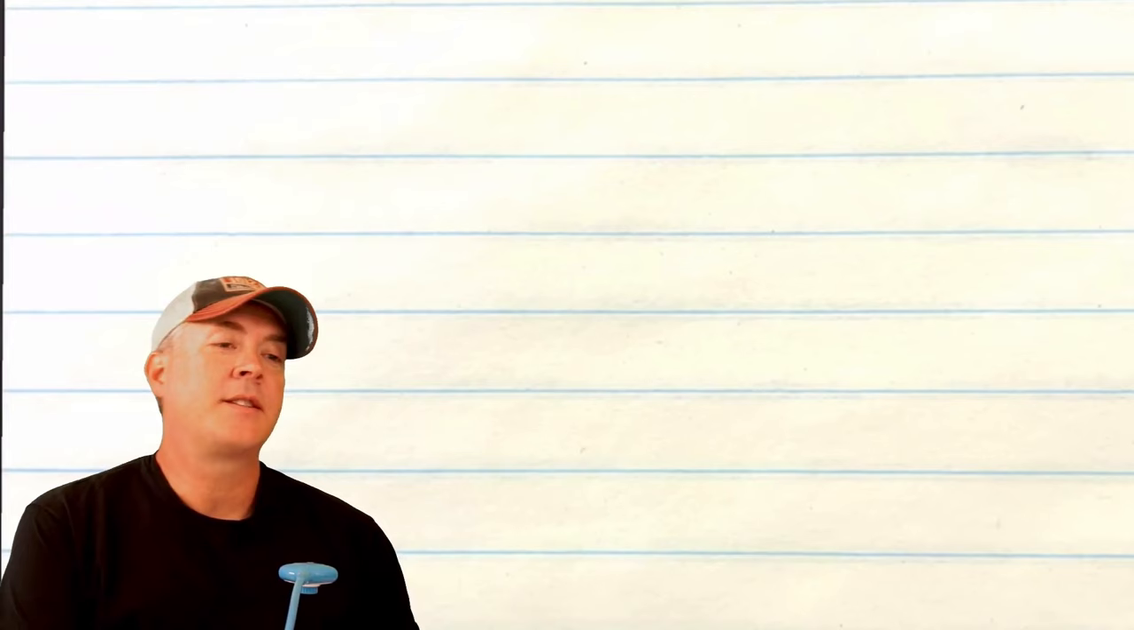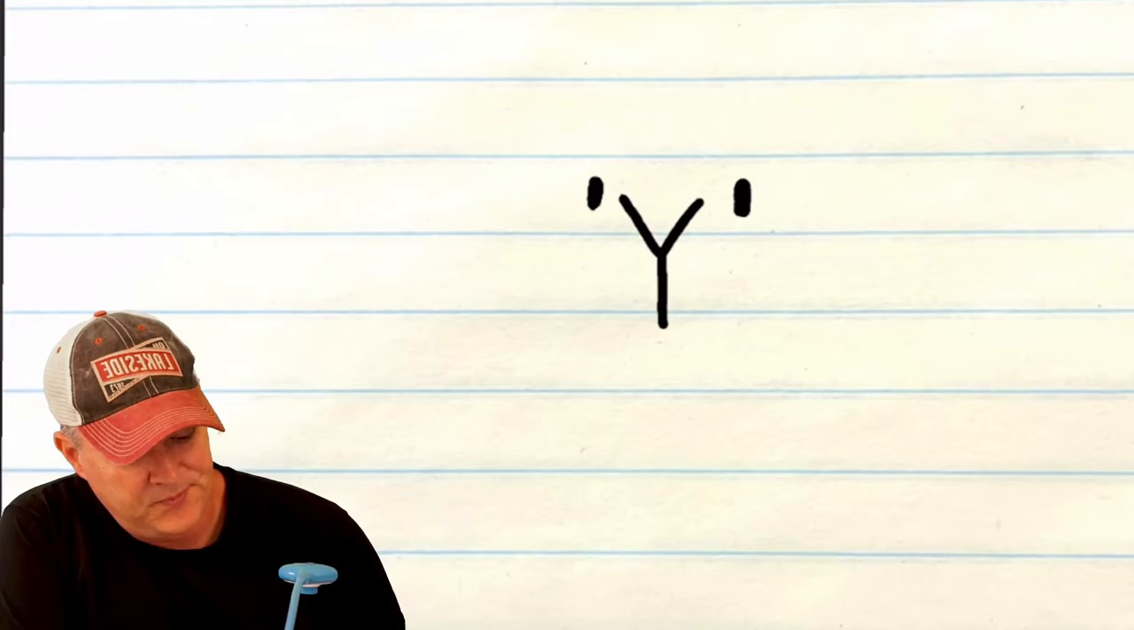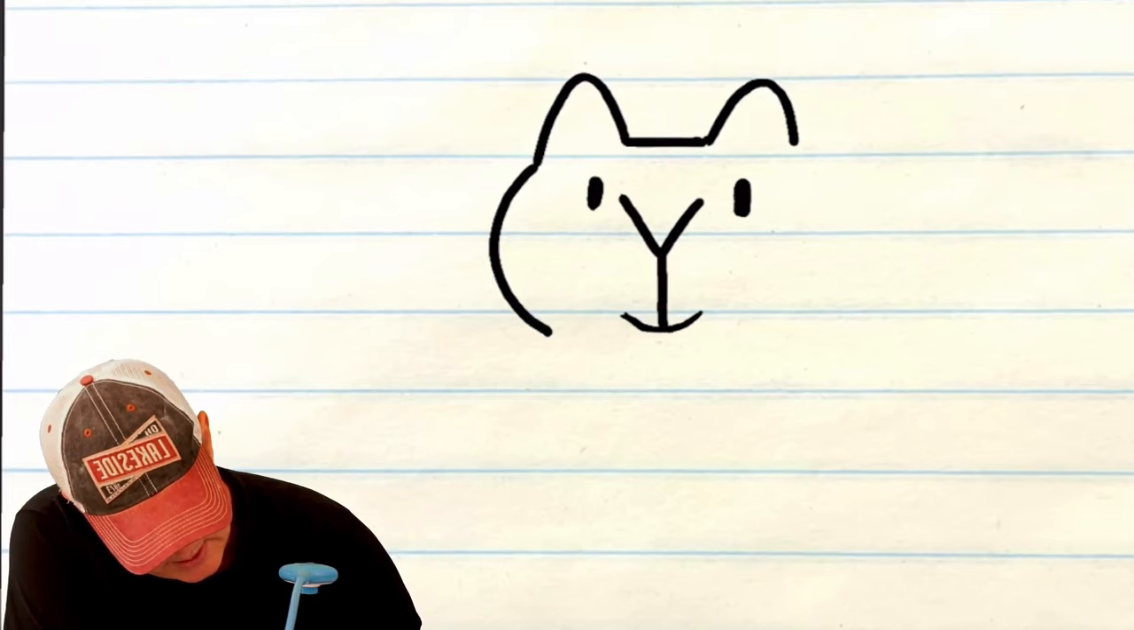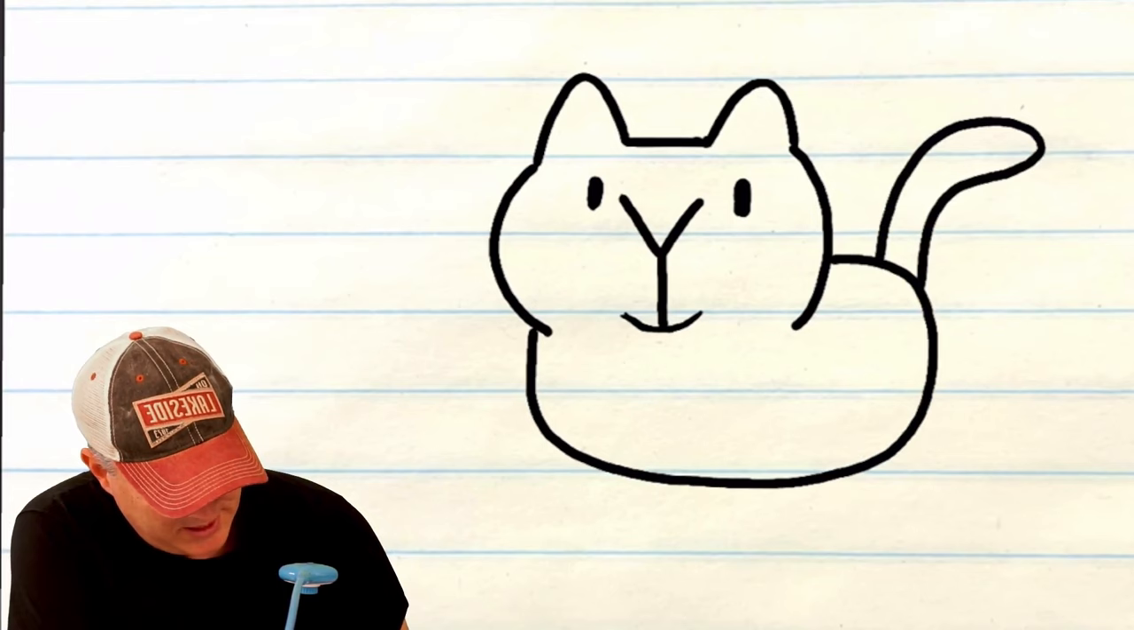So an easy way to draw a cat is to start with the nose. Just draw letter Y. We'll put some little eyes right there. And we can give a little smile. Sides of the cat's face. And then we'll add the body. We're going to make this like a big fluffy cat. Add a tail. And this cat barely has any feet. Yeah, it's one of those sort of fat kitty cats.